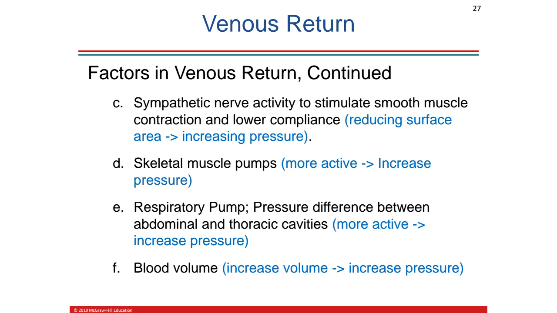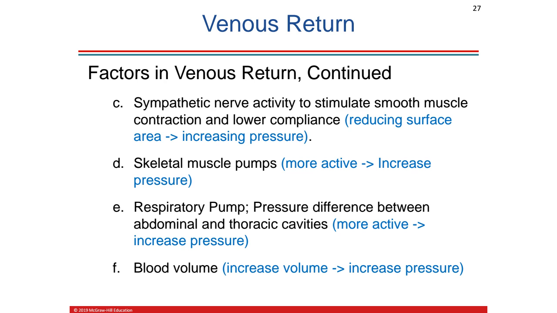So let's imagine a situation in which you have a lower blood volume. A decrease in blood volume means there's less blood in the venous system, and therefore less pressure. In that case, after you donate blood, the sympathetic nervous system will become a little more active. It will stimulate smooth muscle to contract, and this will lower the compliance. It'll constrict the blood vessels in the venous system. This reduces the surface area and thereby increases the pressure within the venous system, and that will aid in the return of venous blood to the heart, to the right atrium.